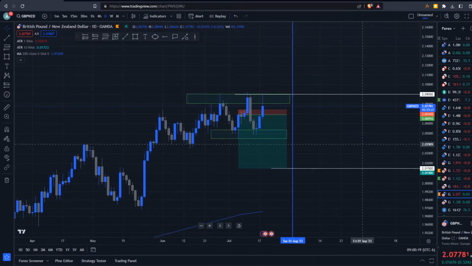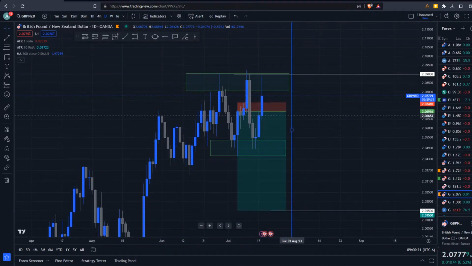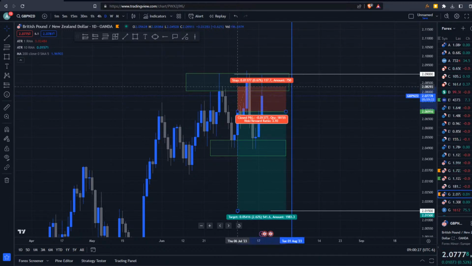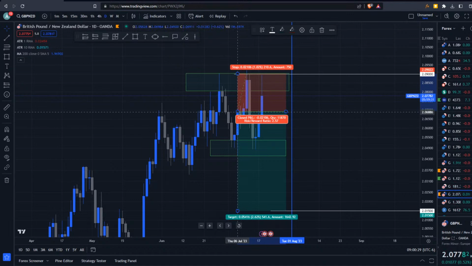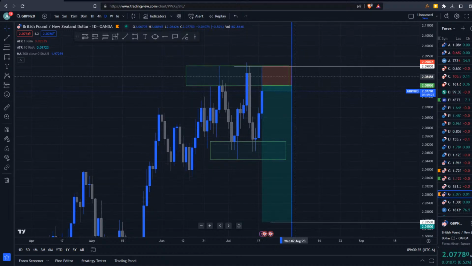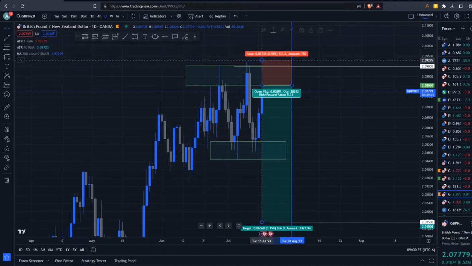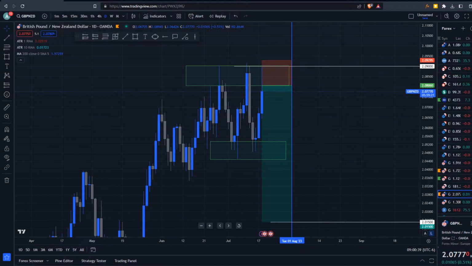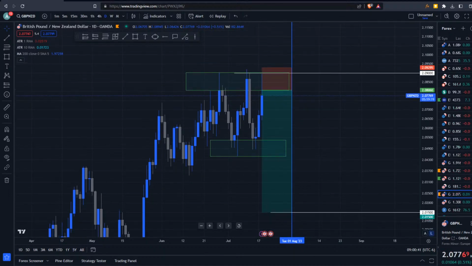So this would be a counter trend trade, but I would say you could definitely still take it and target this full monthly range here. Something like this. Okay, maybe keep your stop a little bit above here. Get a 5R. I think this is an excellent trade.